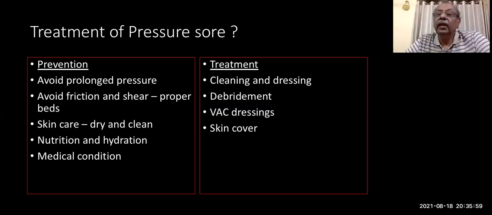How will you treat it? Cleaning and dressing. Debridement. VAC dressings are extremely helpful because they can produce healthy granulation over the pressure sore. After that, you can put a skin graft, and in many cases, in the ischial area, you can use a tensor fasciae latae flap or a gluteus maximus flap. So many flaps are available in that area for closing the pressure sore.